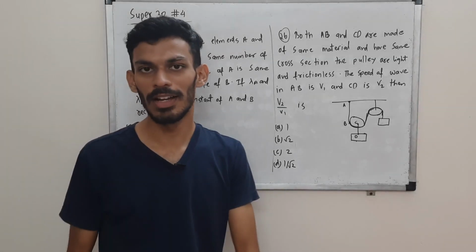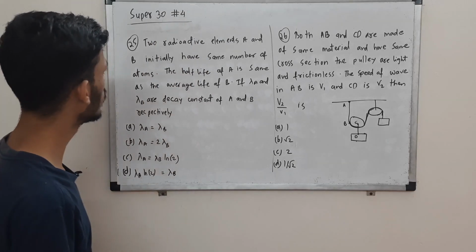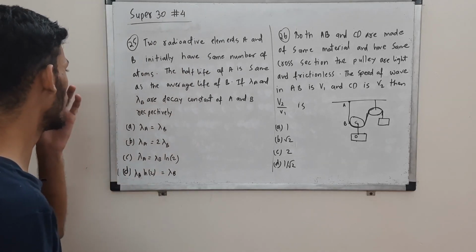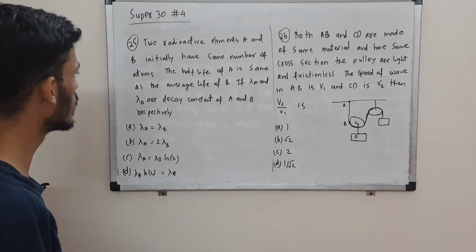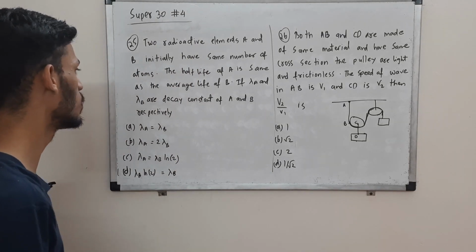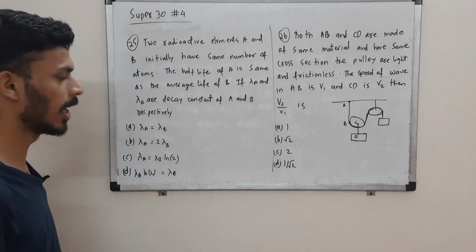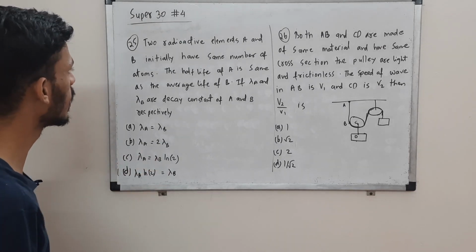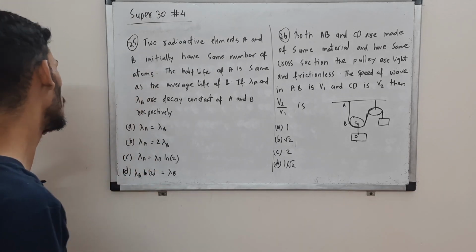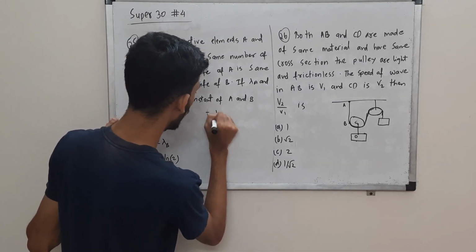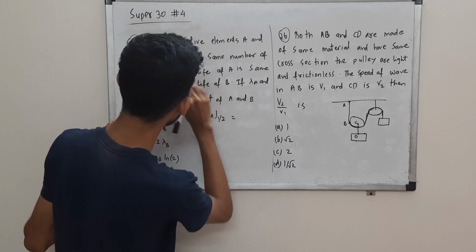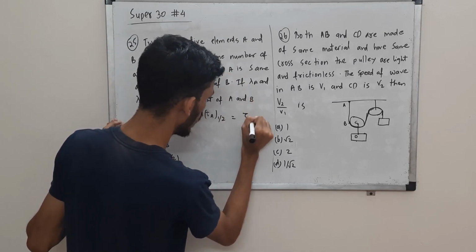Come to question 25 and 26. In this question 25, we have two radioactive elements A and B. They have initially the same number of atoms. Half-life of one is equal to the average life of the other. You are supposed to tell the ratio between their lambdas, the decay constant. So we can use this logic: half-life of A is equal to the average life of B.